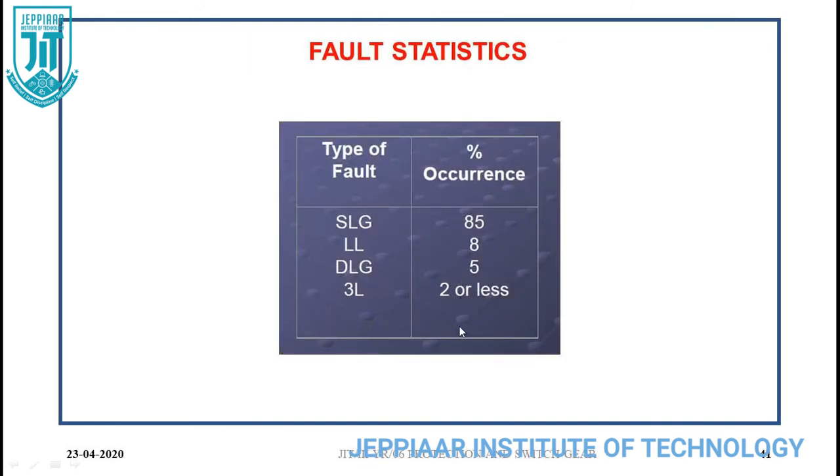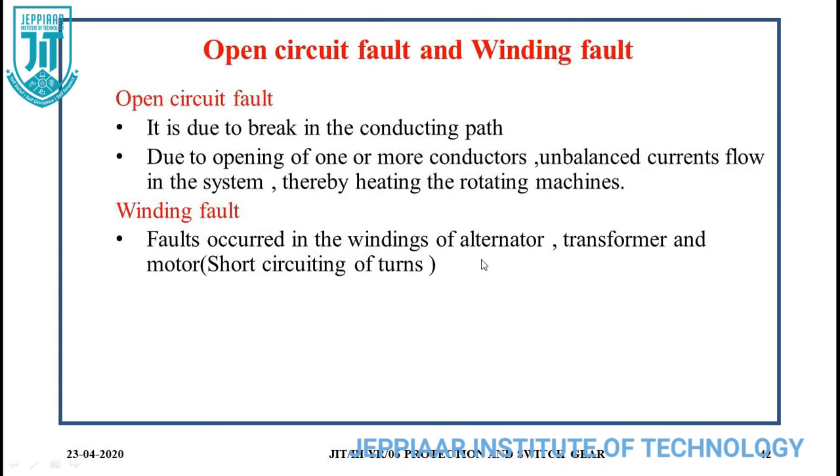Next, this table shows the fault statistics. A fault between three phases is only 2 to 3%, and double line to ground fault is only 5%. Then line to line fault is 8%, and mostly it is single line to ground fault, that is 85%. Next we are going to talk about open circuit fault and winding fault.